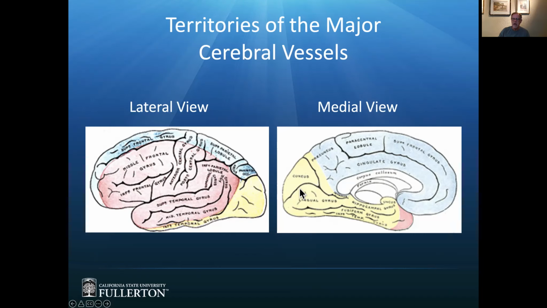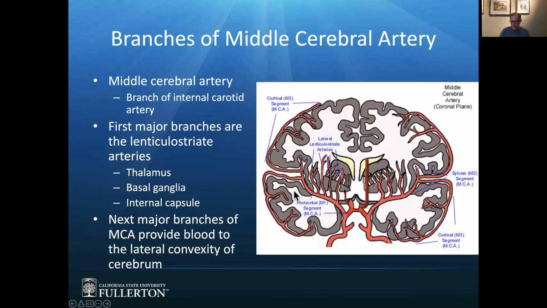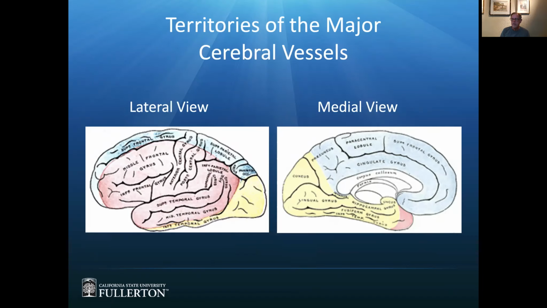Then the yellow area, where we can see a large part of the brain better in this medial view than on the lateral view, is supplied by the posterior cerebral artery. And the main function that is very apparent if somebody has a stroke in this area is a hemianopia, a loss of the visual field on the opposite side.